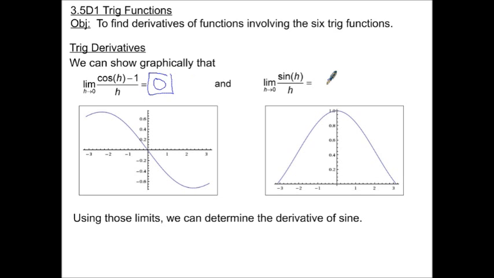Okay, following up on that, the limit of sine of h over h as h approaches 0. Notice the curve right here goes right through 1, so the limit of this guy is 1. Alright, now if we have those two things, we can do the derivative of sine.